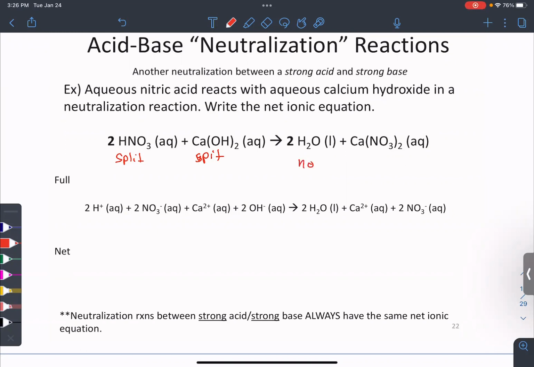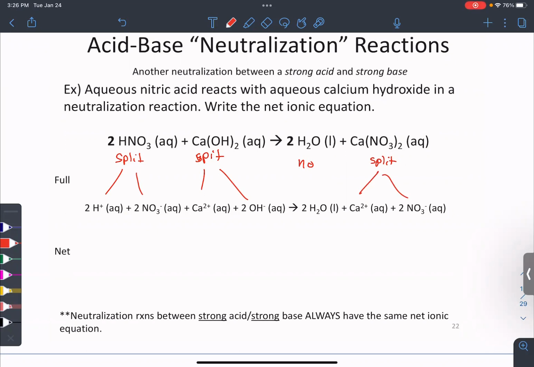Do we split calcium nitrate? Yes, we do. We split that. Okay, because it's ionic and it's aqueous. So you can see I already did the splitting for you. H+ nitrate, calcium hydroxide. I didn't split water, and I split calcium and nitrate.